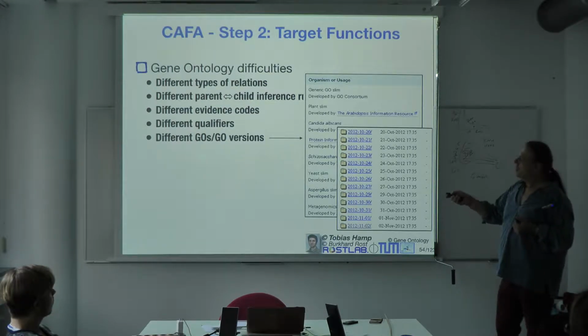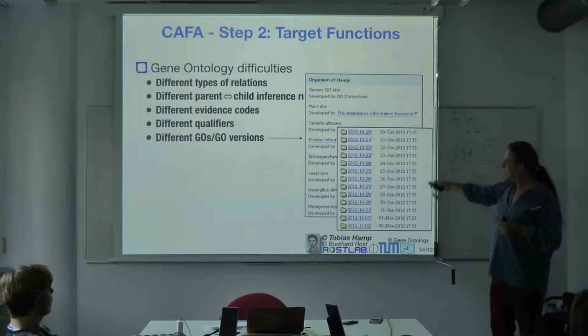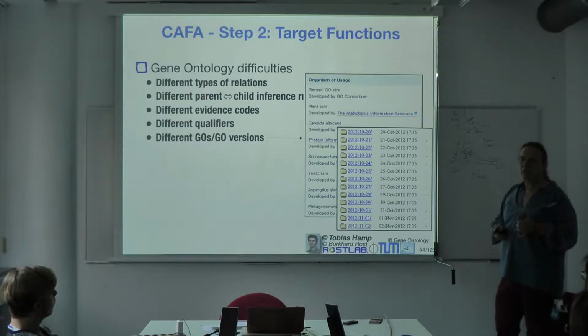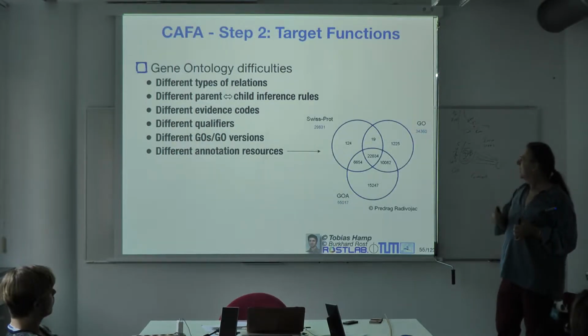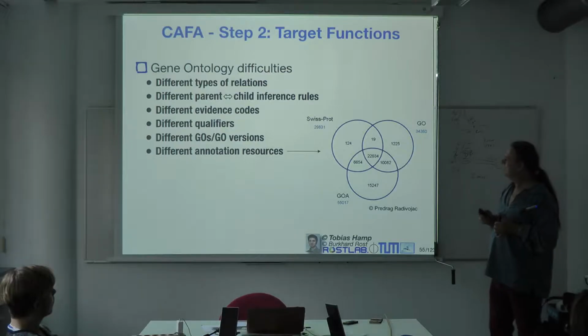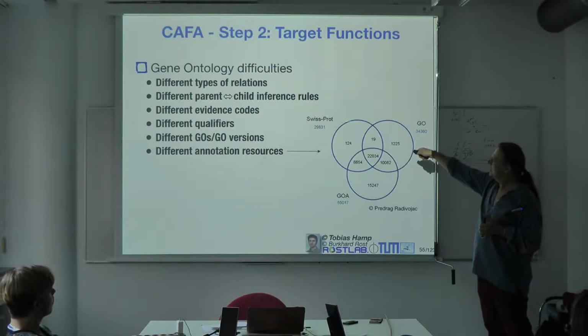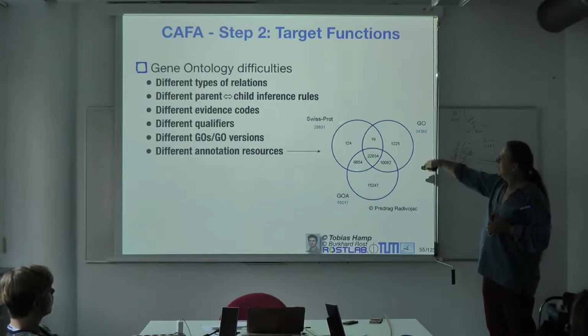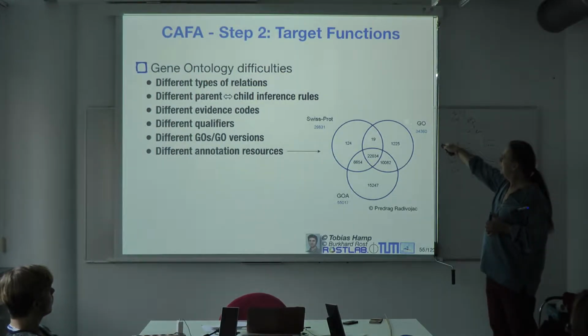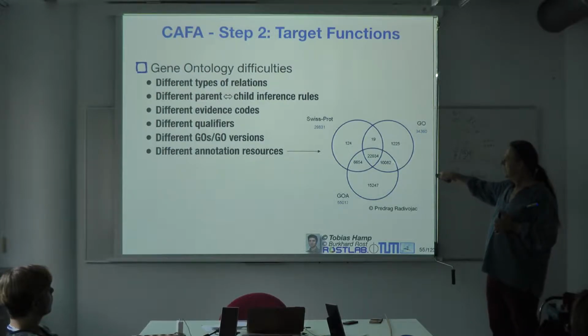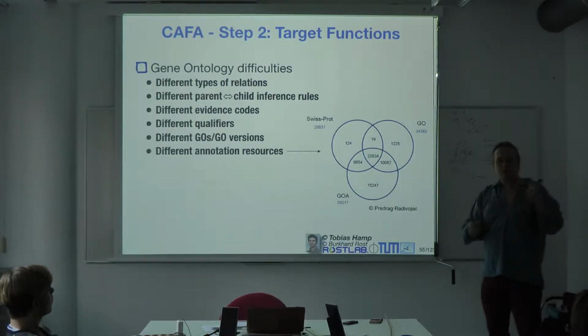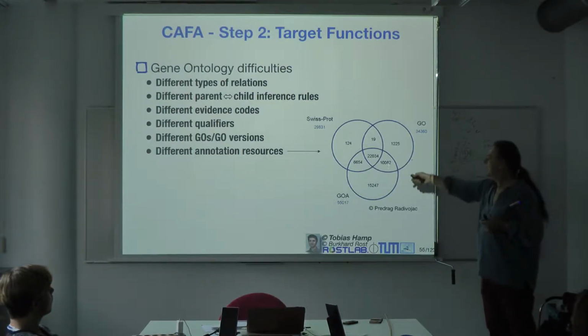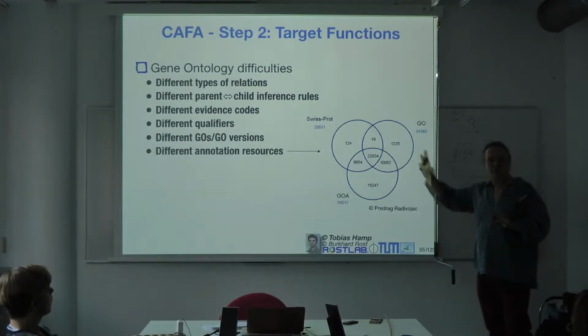And then there are different GO versions. So here's just a couple of GO versions. They actually change within days sometimes. There are different databases that annotate GO versions. So SwissProt is the database of experimental annotations. Then there's the GO database that essentially is taken from SwissProt. There's a GO annotation database. And you see that essentially all of these resources are connected. There's a large overlap. But there's a lot of differences too.